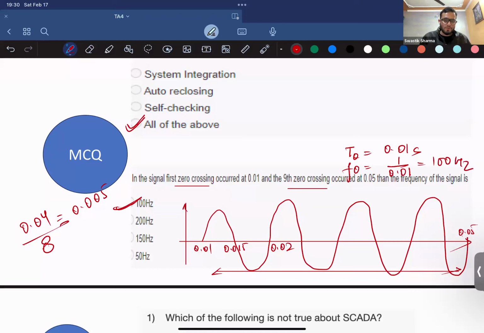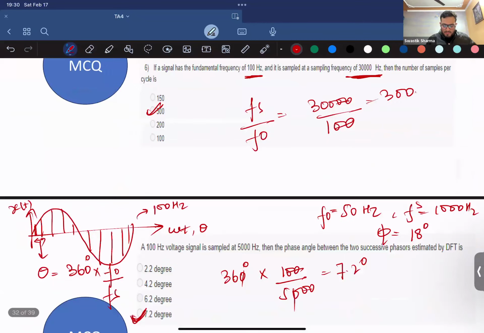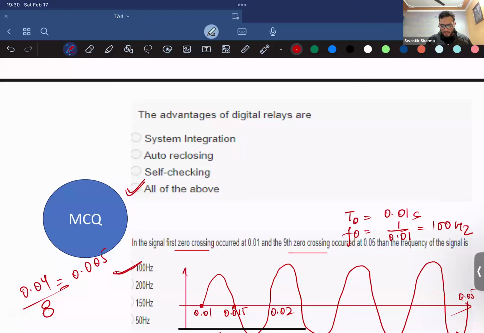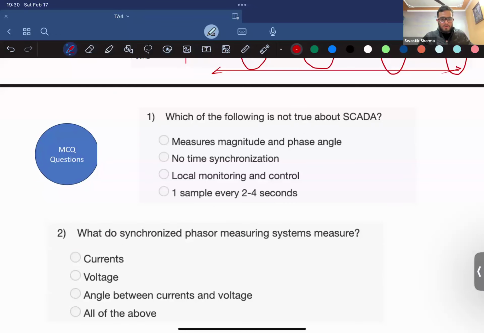Don't confuse yourself with the terminology. When it says first zero crossing, it means the zero crossing only. So the zero crossing is happening here as well as here. That is something that you didn't take into account. If I had written that the first zero crossing with positive slope occurred at 0.01 and the ninth zero crossing with positive slope occurred at 0.05, that's where the frequency would have been 50 hertz. Okay, next question. So you understood, right?